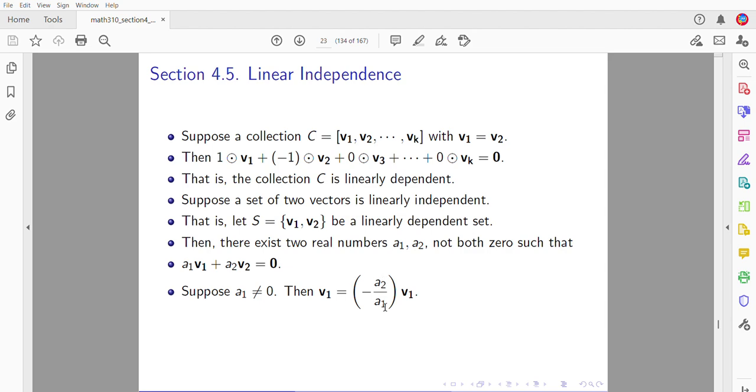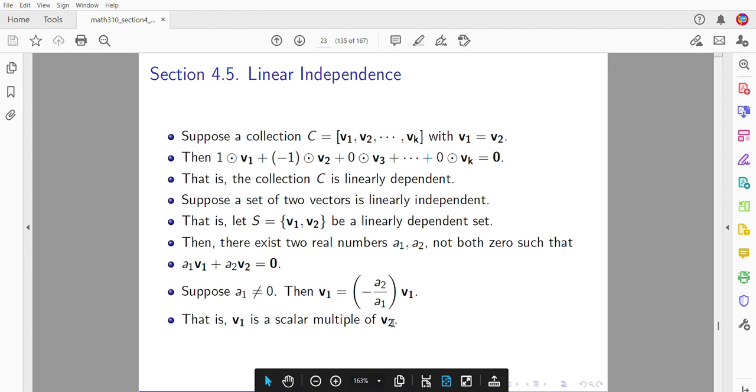You see, this should be V1 and this should be V2. Okay? V1 is dependent on V2. V1 is a scalar multiple of V2. Hence the name dependent. You can solve for one vector in terms of the other. So please make this note. This is V2. The point is, if a1 is non-zero, I can divide this equation by a1 and solve for V1. That is, V1 is dependent on V2, hence the terminology dependent.